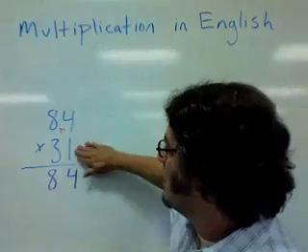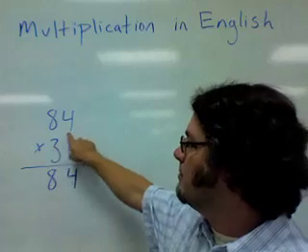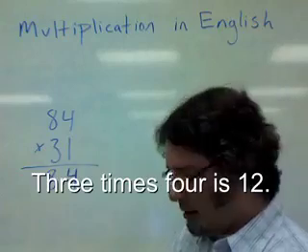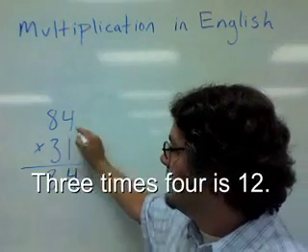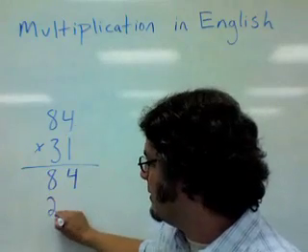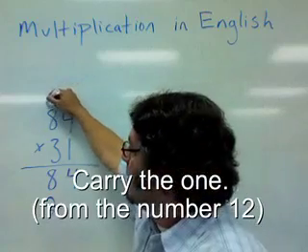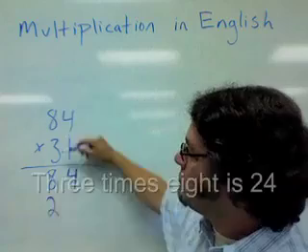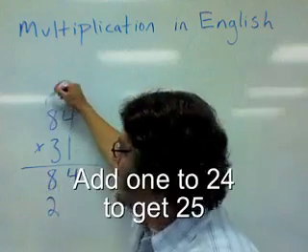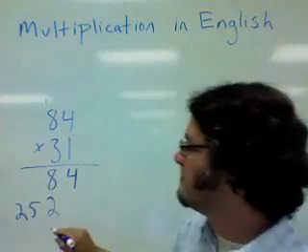Next, multiply the 3 by the 4 here in the ones column. 3 times 4 is 12. That goes here. The 2 of the 12 goes here underneath the 8, and then you carry the 1 from the 12. So 3 times 8 is 24, and then you add this 1 to 24 to get 25.